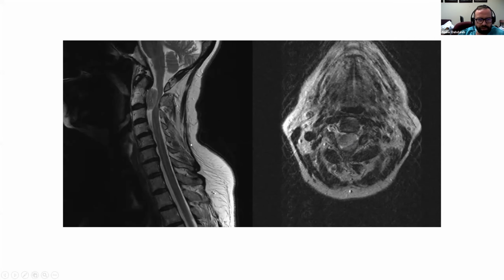So, okay, this lady comes in with this lesion, certainly causing mass effect and spinal cord compression. You can see some cord signal change. How do you want to take this out? Do you want to do a transoral odontoidectomy to remove it, or how do you want to take this out?